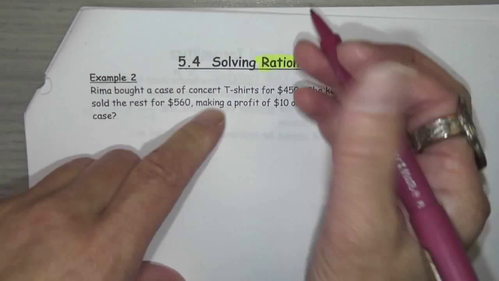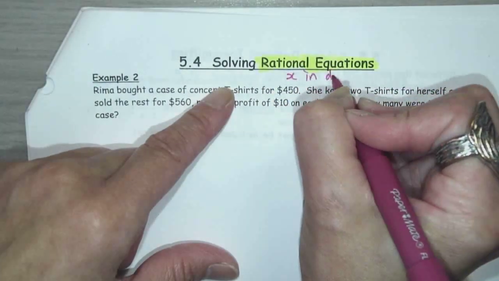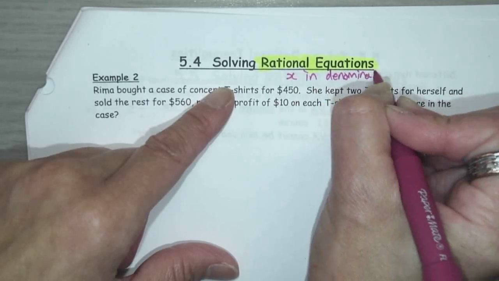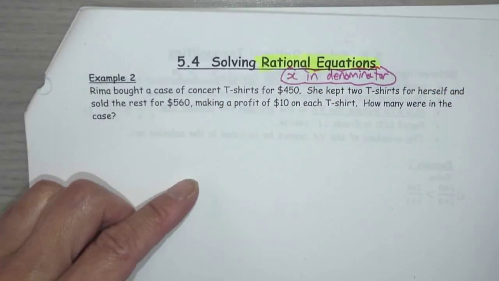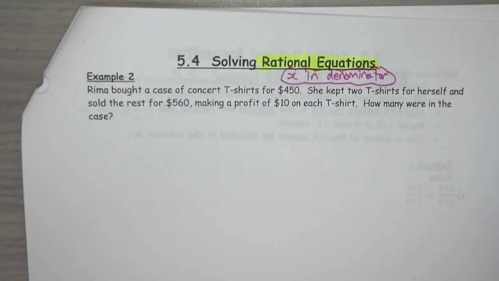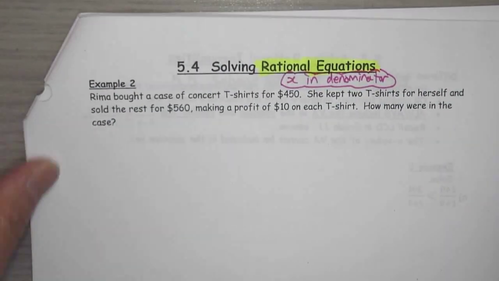So we can think of that: x in the denominator. That's what I'm thinking in my brain. I need to have a variable in the denominator. If not, it's not a rational equation. So this is a different kind of question we're doing.